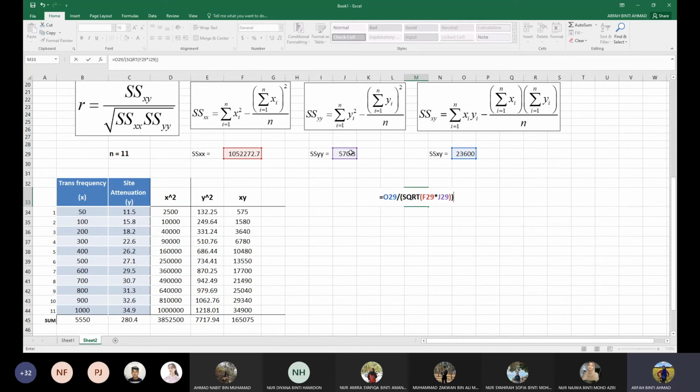Apa Zakwan? R? Belum. Belum. Siapa yang dah? Berapa nilai R? 0.963405. 0.96345. So yang lain dapat sama tak dengan Yaya?